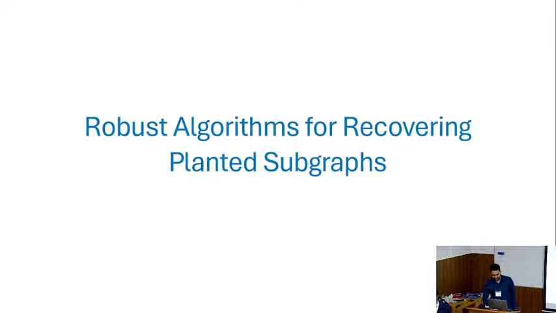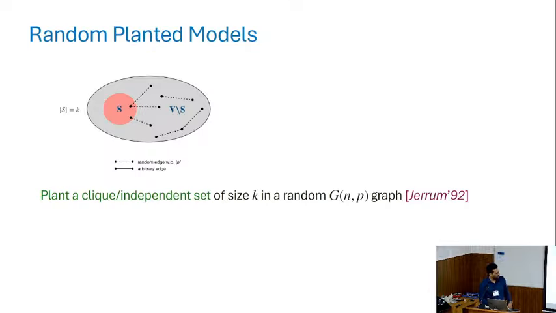Thank you, Anand, and thanks for the advertisement. I'll be talking about recovering planted subgraphs. I start with the widely popular planted clique problem that many of you might have seen. We take an Erdős–Rényi random graph, where every edge is present with probability p, and on a random set we complete the clique, or equivalently I'll use an independent set of size k, and then the goal is to recover this planted clique or independent set.